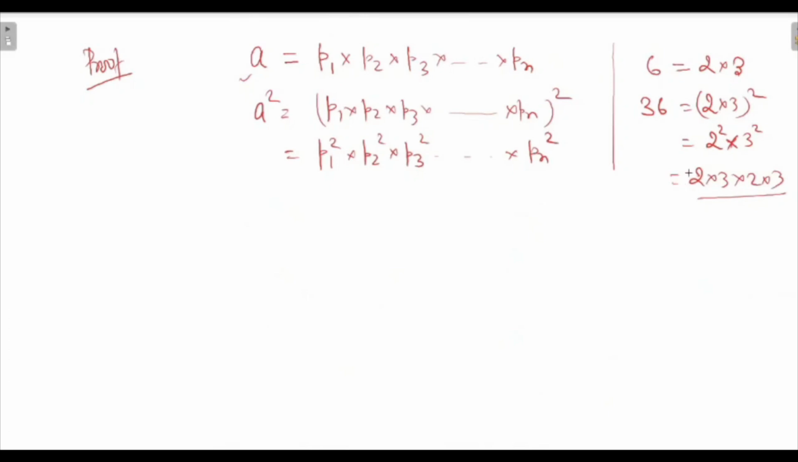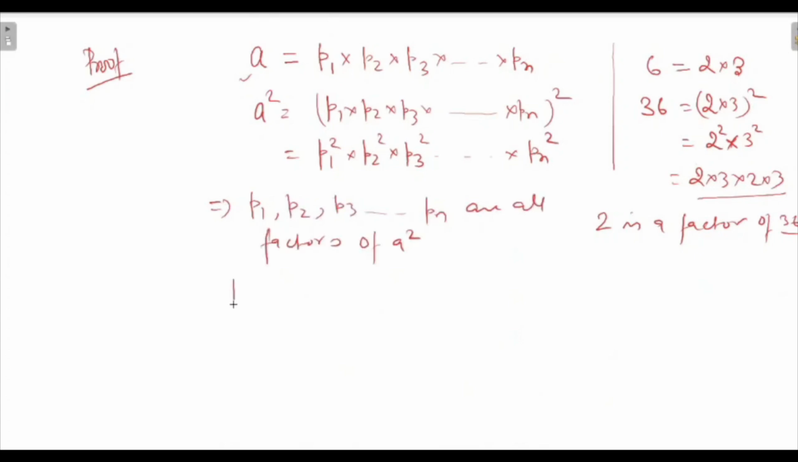Can I now say here that 2 is a factor of 36, right? Similar thing I'm going to say over here. So what I'm going to say here is that, as I got this, this implies that p1, p2, p3 and pn, which I originally know are prime factors, are all factors of a.